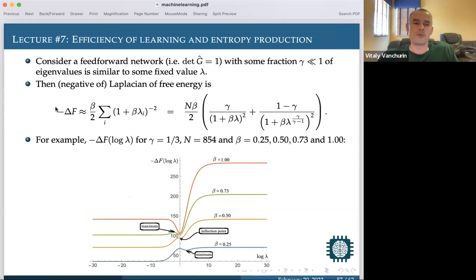How would we go about minimizing? How would we go about making this Laplacian of the free energy as close to 0 as possible? As I already said, this Laplacian is negative. So if we are to minimize something, we want to minimize a negative of that Laplacian. And this is the expression that governs it. But now I'm going to equate it to something else. And here is how the logic goes.